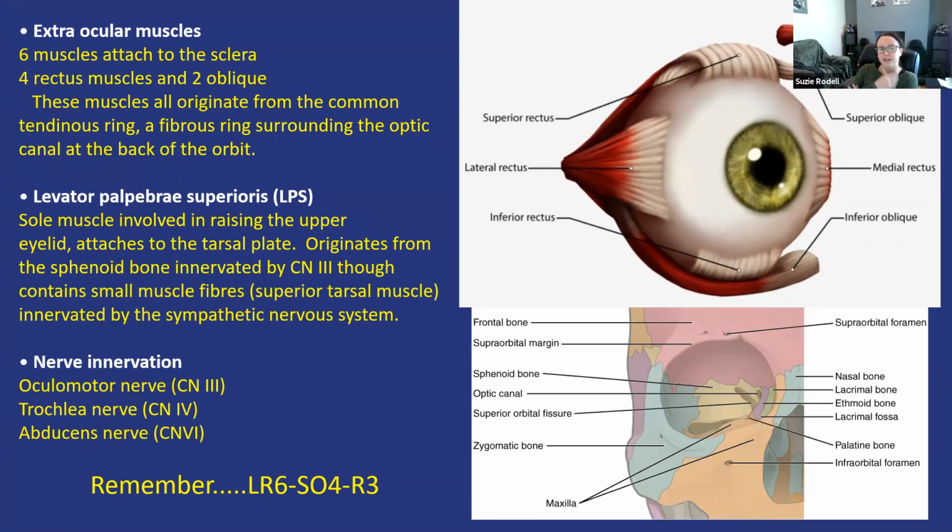The muscles all originate from a common tendinous ring posterior to the eye, which surrounds the optic canal at the back of the orbit. Each one of them has a different interaction with regards to range of movement of the eyeball. The levator palpebrae superioris, LPS, is the main muscle involved for raising the upper eyelid, which is attached to the tarsal plate. And we tend to test this muscle when we're testing the cranial nerve, and we get the patient to resist eye opening to check the power of it.